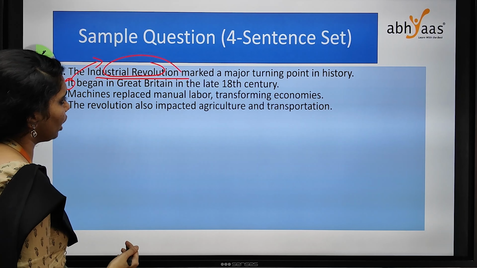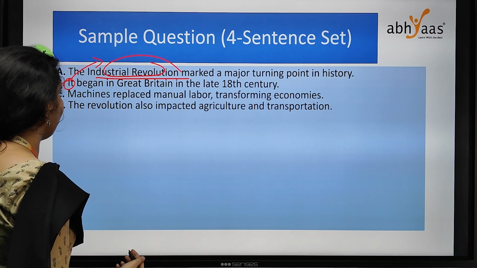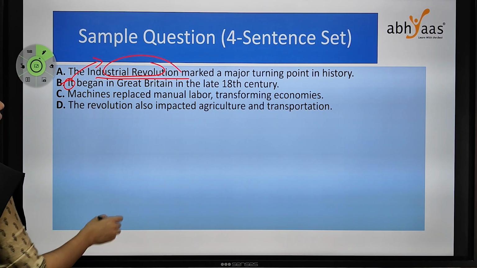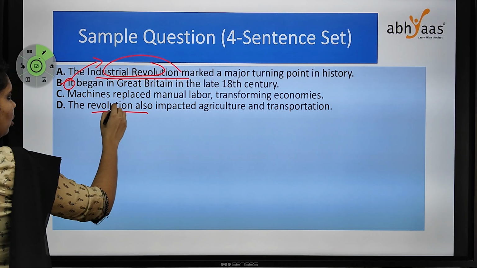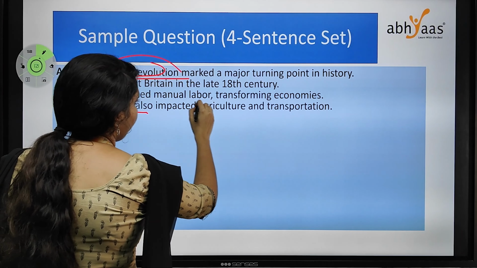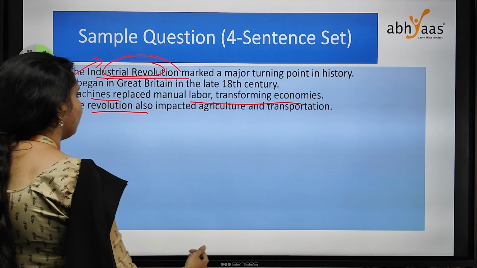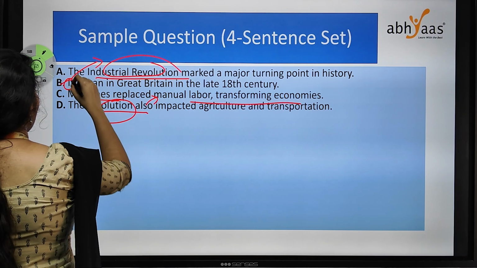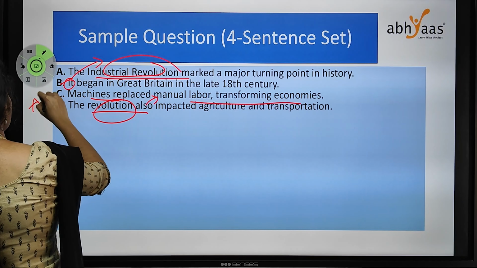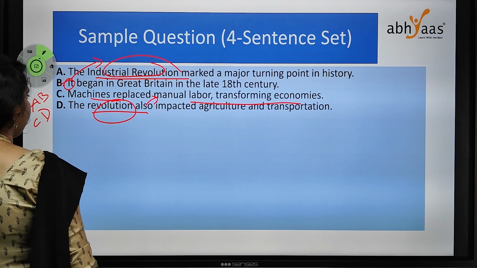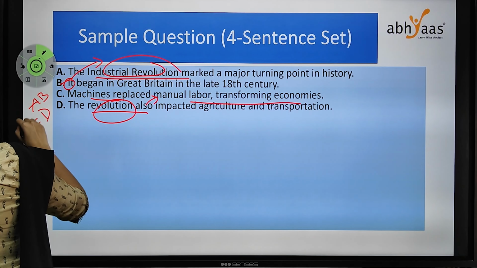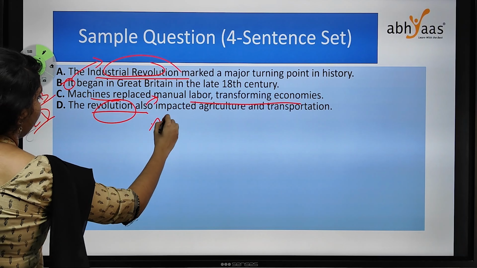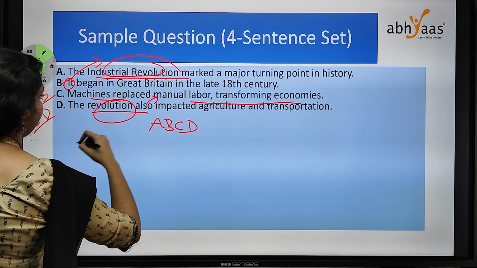Machines replaced manual labor, transforming economies. The revolution also impacted. So what revolution is it talking about? It's talking about how manual labor got replaced, right? So A and B form the logical pair, and C and D form the logical pair, and it's very obvious that after A, B, C, D comes into the picture. So the answer should be A, B, C, D, right?